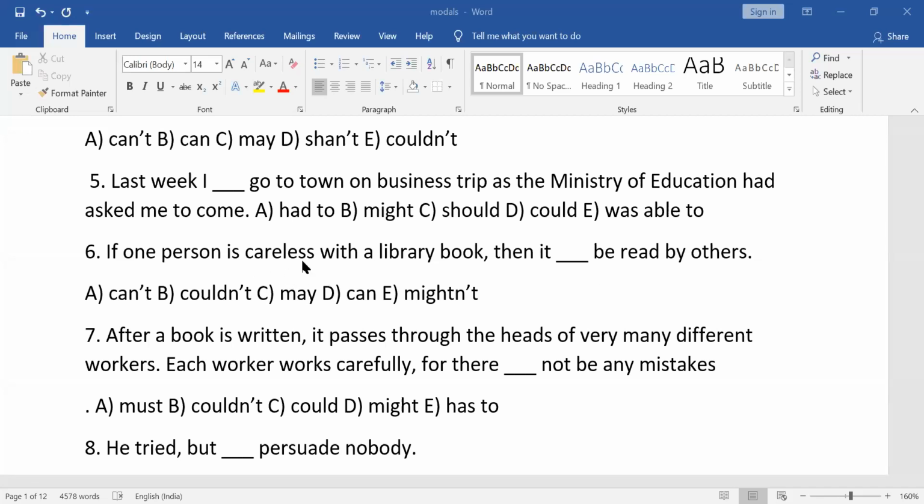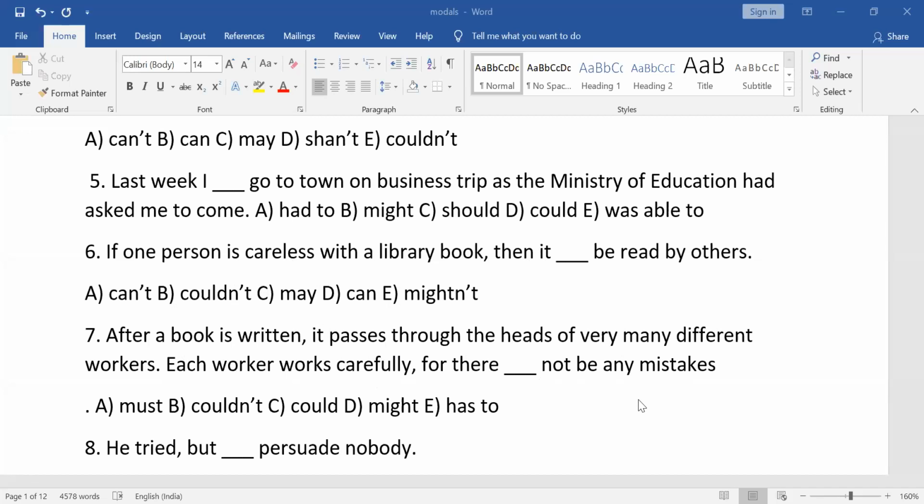If one person is careless, can't read, it can't be read. Please understand. Can't is the answer here. After a book is written, it passes through the hands of very many different workers. Each worker works carefully for there dash not be any mistakes.